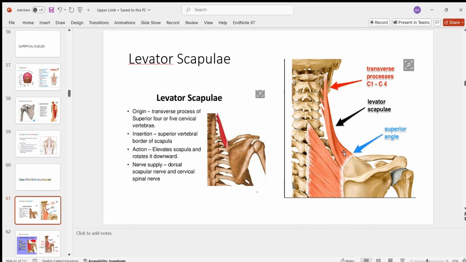The action of levator scapulae is it elevates the scapula and rotates it downwards, and it is supplied by the dorsal scapular nerve and the cervical spinal nerve. This red muscle is the levator scapulae, having origin from the C1 to C4 transverse processes of the cervical vertebrae and insertion into the superior angle of scapula.